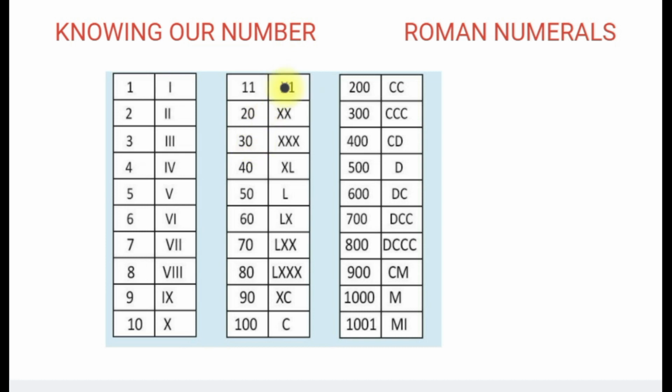Next one, 11. For 11, we get 10 plus 1, 11. Right? So on, for 12, we write 10 plus 1 plus 1, we get 12. Same way as we have done in this series, we can do 11 to 19. What will we do? 10 plus 9, 19. 10 plus 8, 18. Right? 20, we can write 10 plus 10, 20. So on, we can write 21, this is 20 plus 1. Then 20 plus 2.